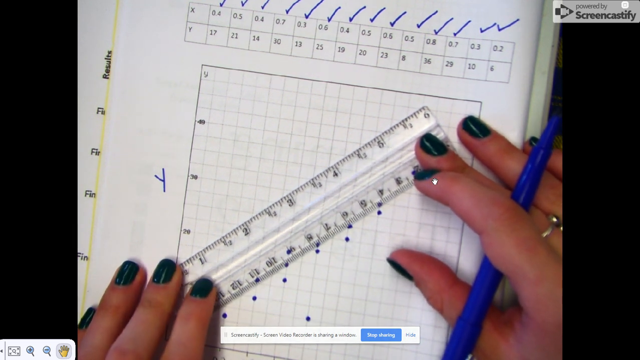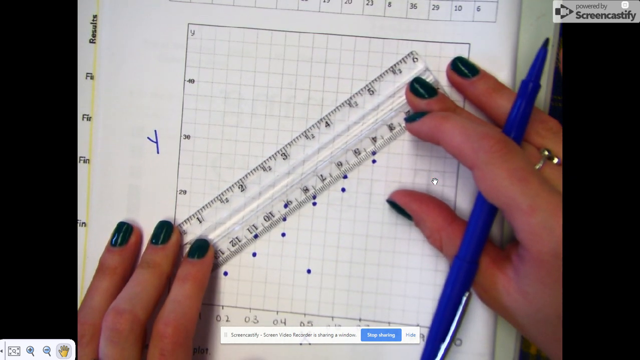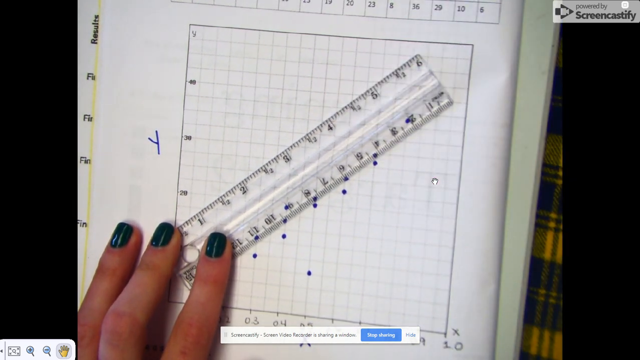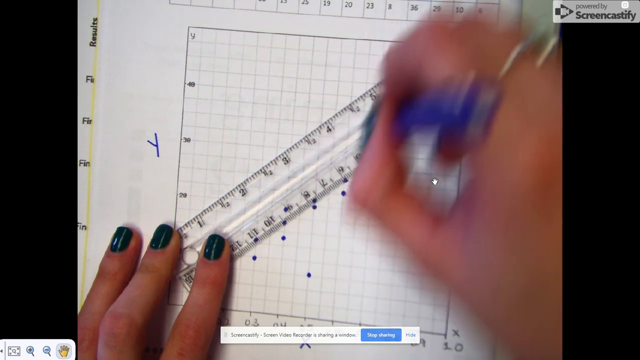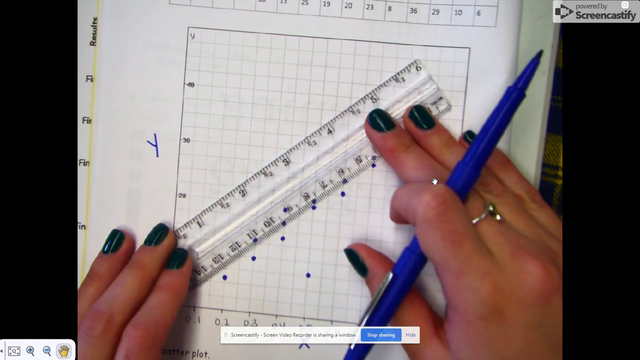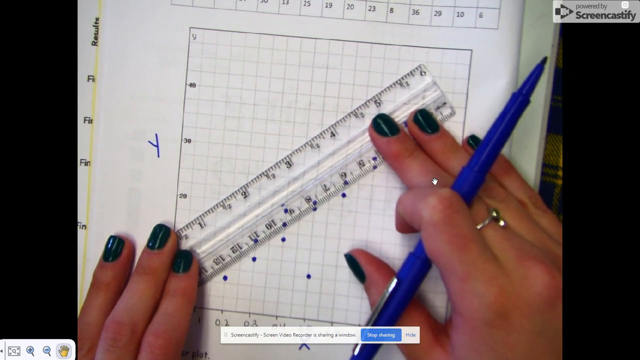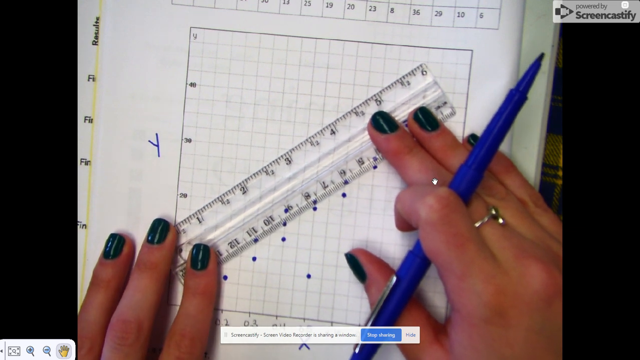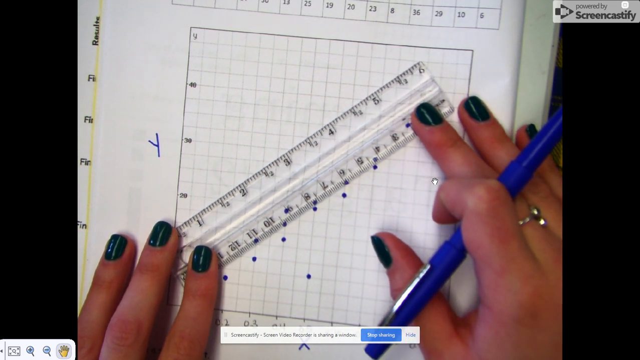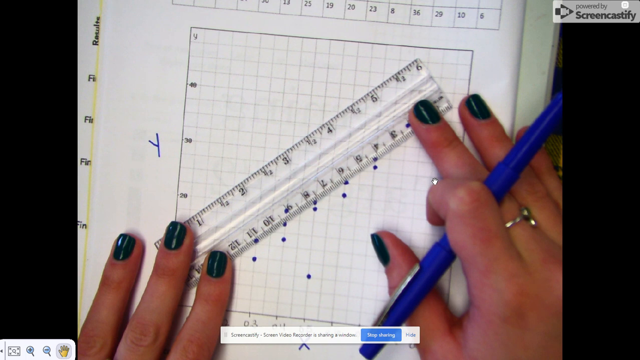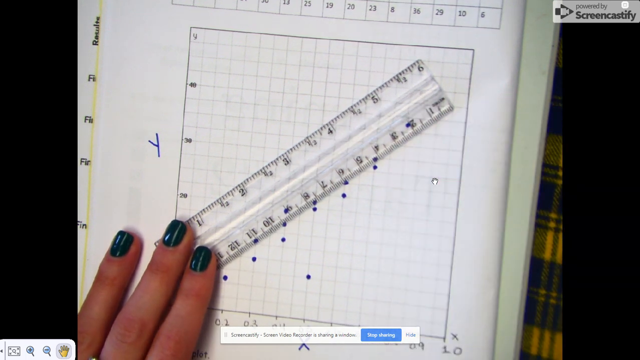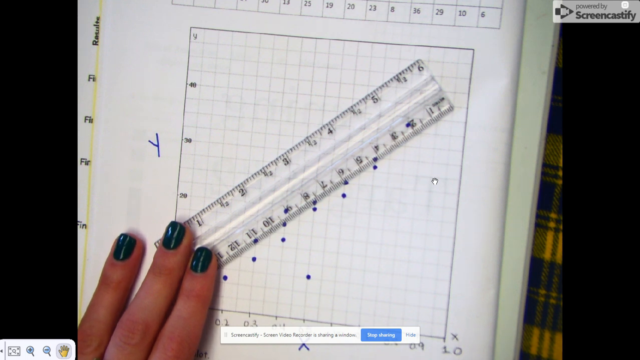Another good rule of thumb is to put your ruler, and the clear ones are nice, so you can see the same amount of points on one side as you can the other. So it should be right in the middle of your data. Okay, so that's a good rule of thumb to consider when you're drawing the line of best fit. This is also an estimation, so yours is probably going to look slightly different than the person next to you. It's all about the best estimate you can possibly draw for the data.